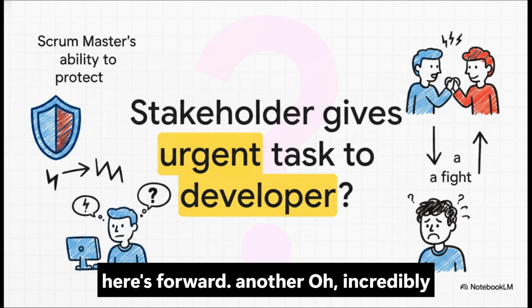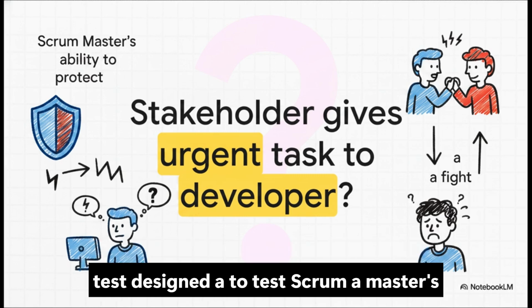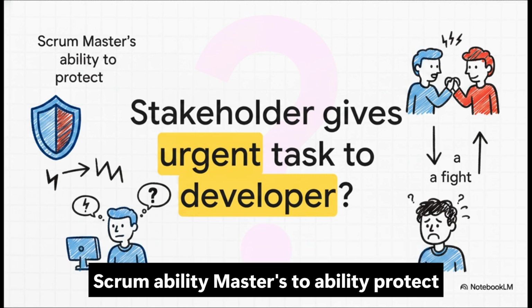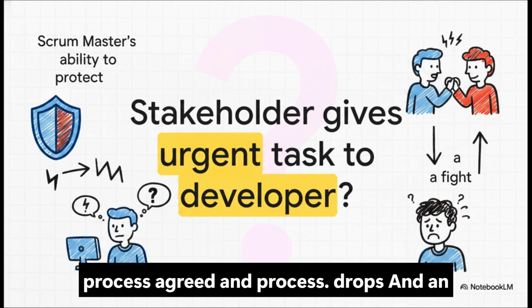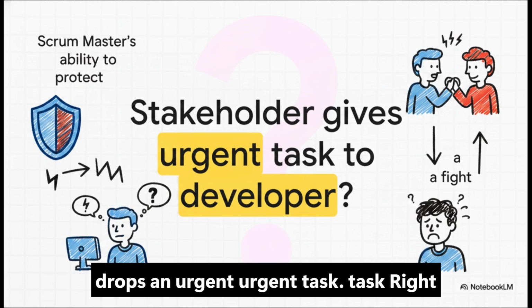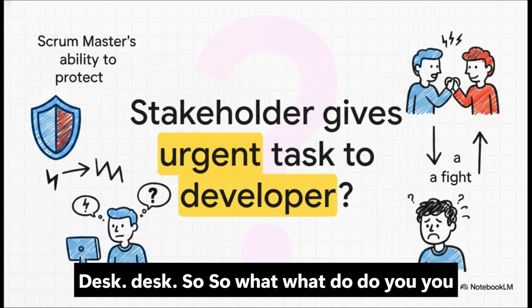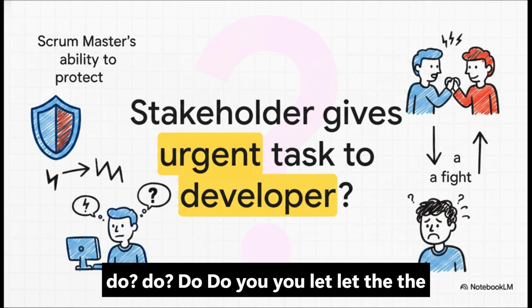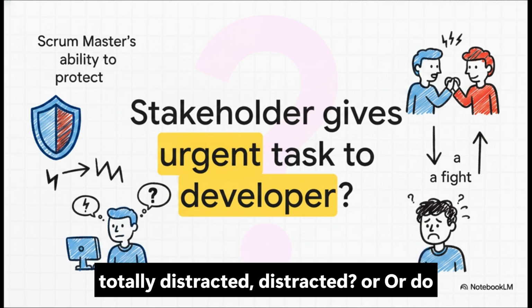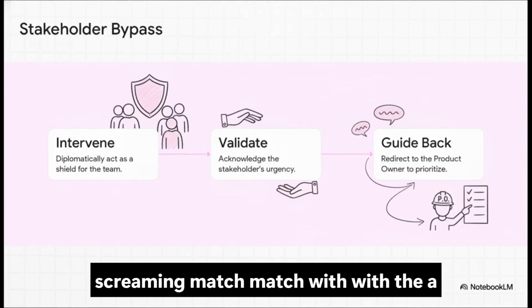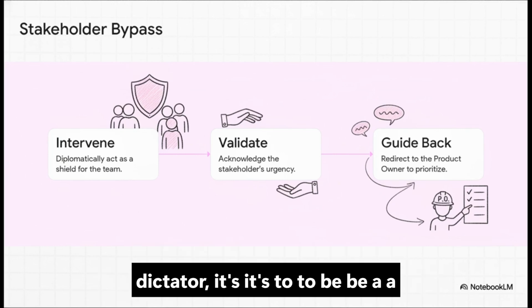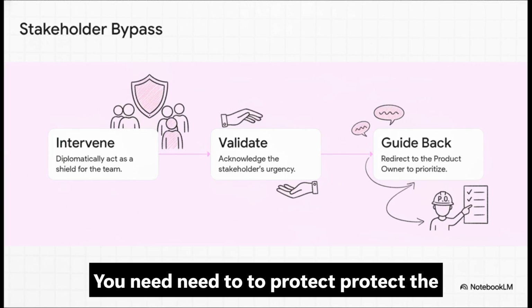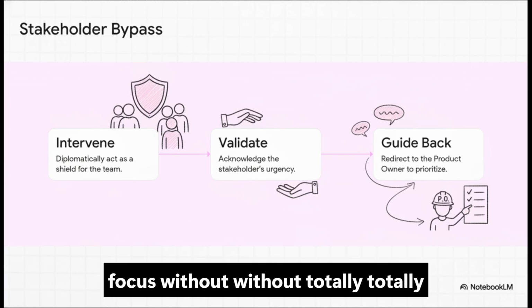Oh, here's another incredibly common curveball designed to test a Scrum Master's ability to protect the development team. A key stakeholder completely bypasses the agreed process and drops an urgent task right on a developer's desk. So what do you do? Do you let the developer get totally distracted, or do you start a screaming match with the stakeholder? Well, your objective here isn't to be a dictator. It's to be a diplomatic shield. You need to protect the team's sprint focus without totally alienating the stakeholder.